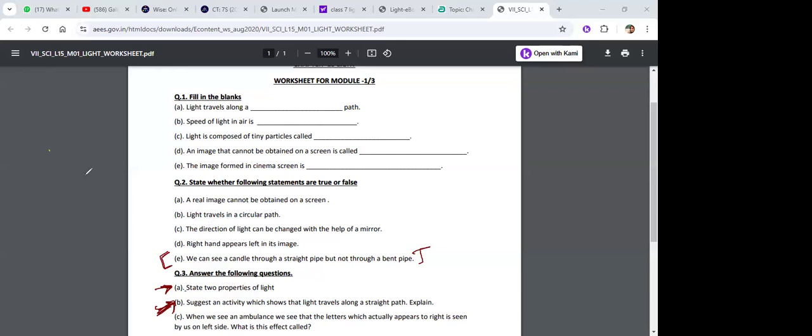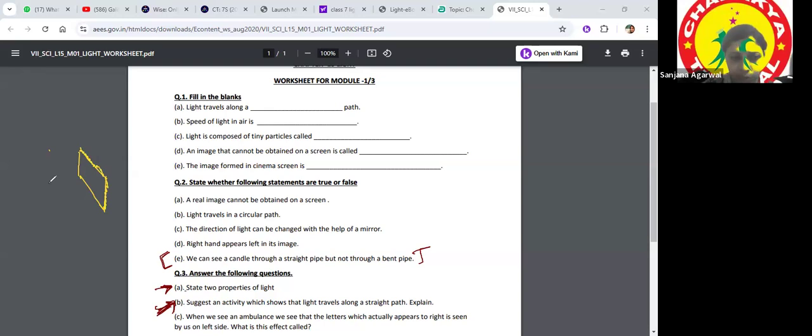Ma'am, we can also do one more experiment. If we take a candle and light it, and take some cardboard and make a hole, when we keep the hole at the same place, then we can see the light from the other end. But if we keep it in an opposite place, we cannot see the light in the same path. Correct.